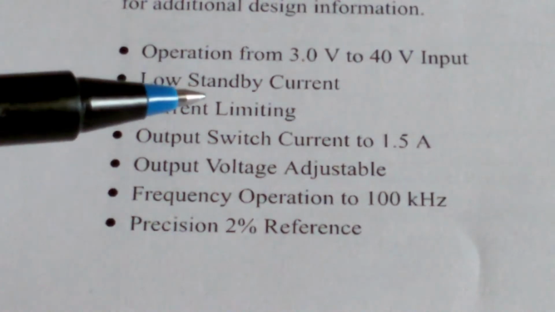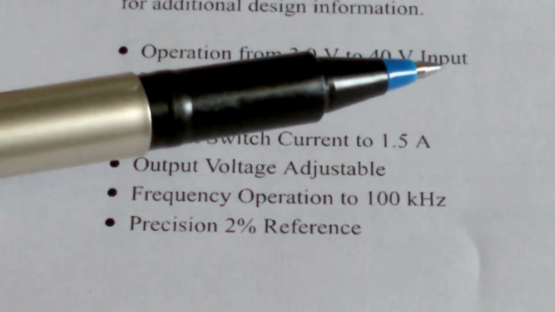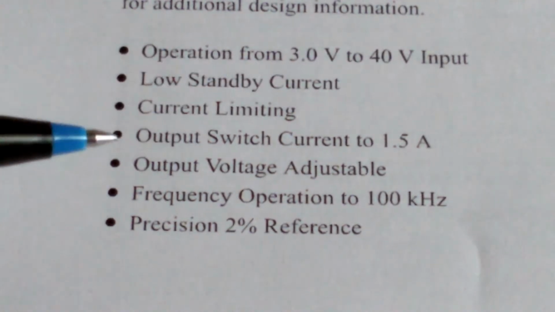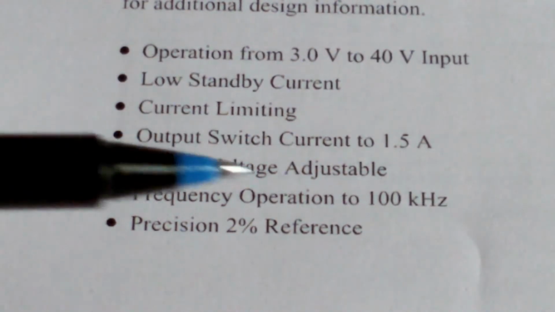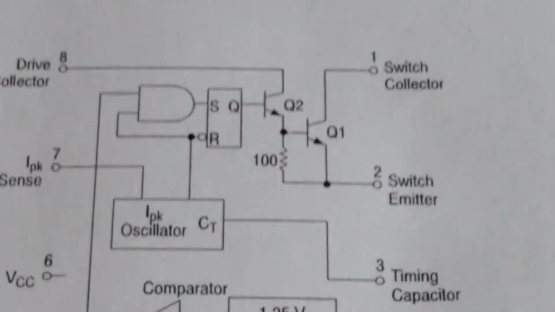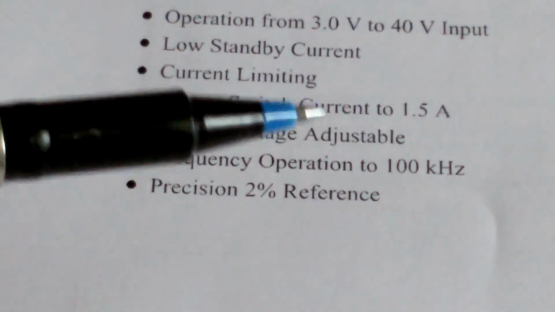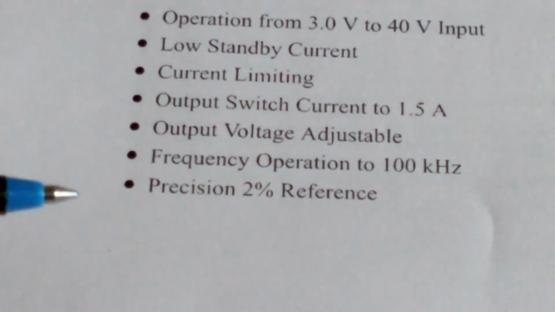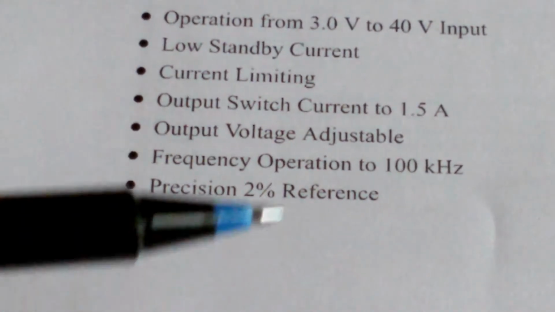It operates from 3 volts to 40 volts input, with low standby current and current limiting. The output switch can carry up to 1.5 amperes. The output voltage is adjustable, and it has a frequency of 100 kilohertz and a precision of 2%.